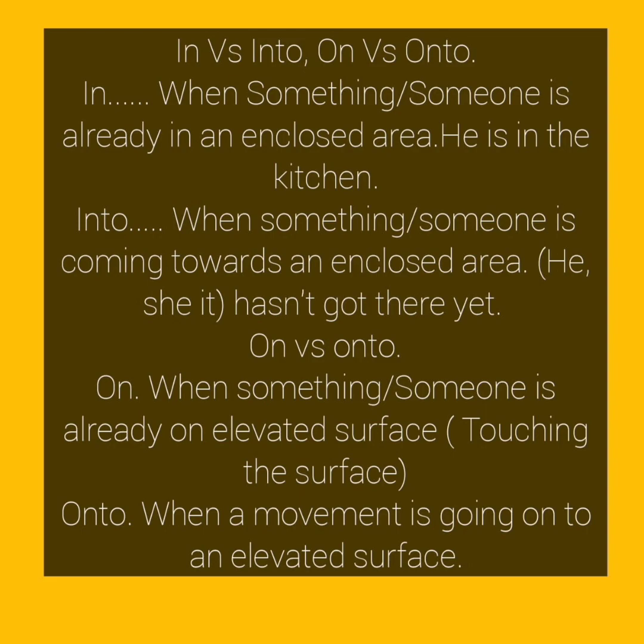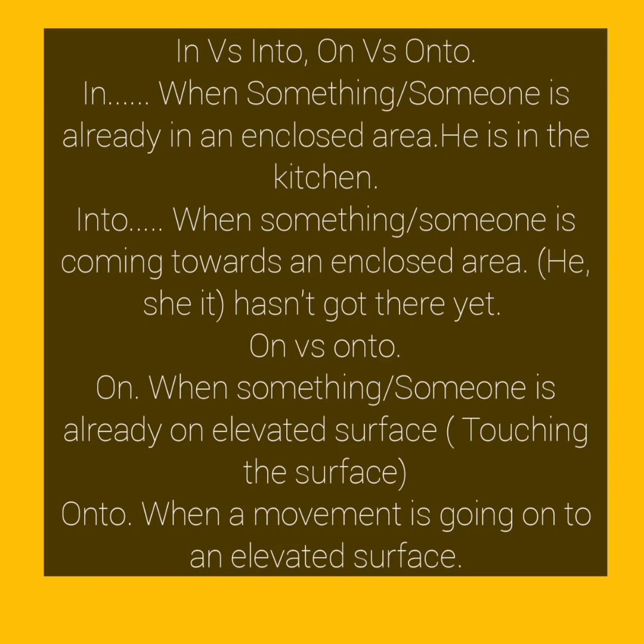For example, I am already present on the first floor and someone is coming towards the first floor, and we know that the first floor is an elevated area and the person is coming towards that elevated area. So then we use onto. For example, I am on the roof and when I see someone coming, I look down, and when I see someone coming towards me, I'll say he's coming onto the first floor, or he's coming onto the second floor.